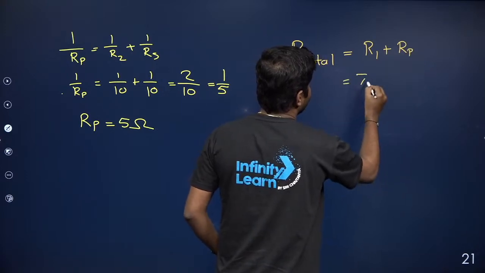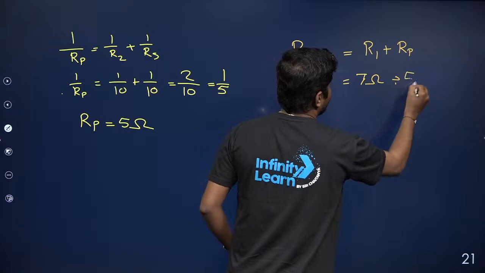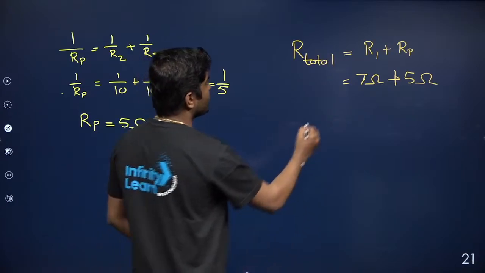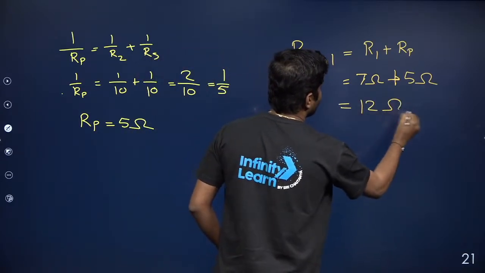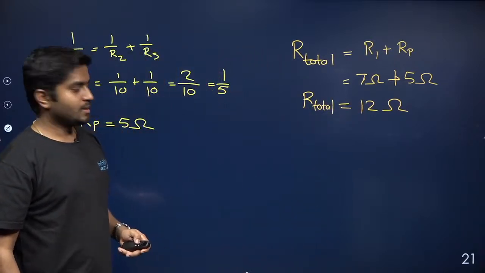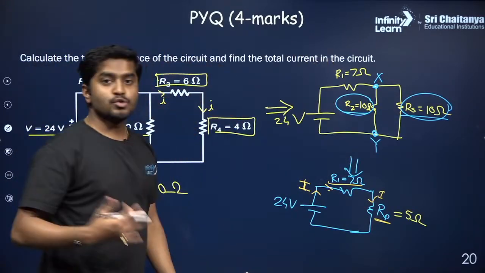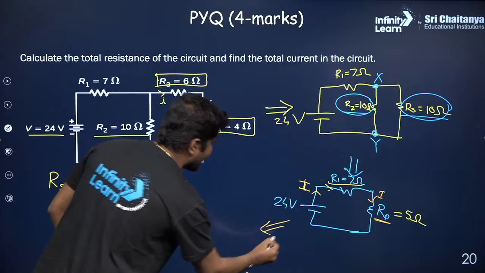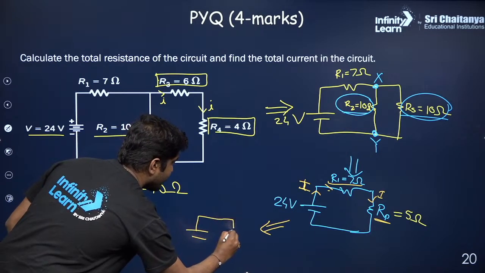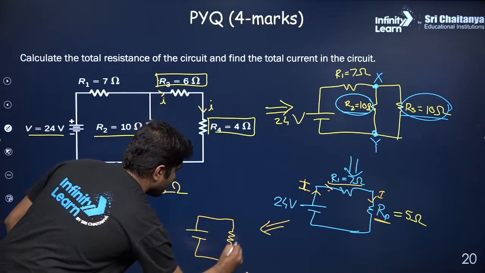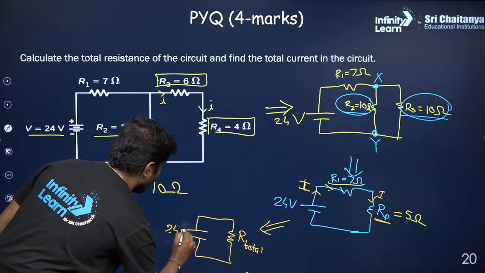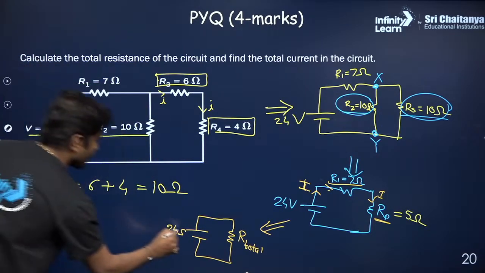What was R1? 7 ohms, and RP was 5 ohms. Correct? So what is the total resistance value? 12 ohms. So R total is 12 ohms. Correct? So for this combination, it is 12 ohms. So I can write another equivalent circuit. Again, battery as it is, and here we have just one resistance value, this R total. This is 24 volts.